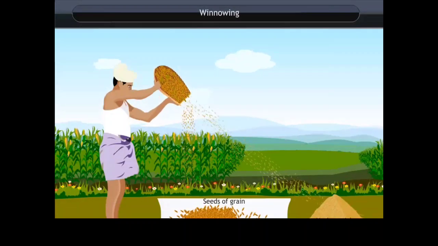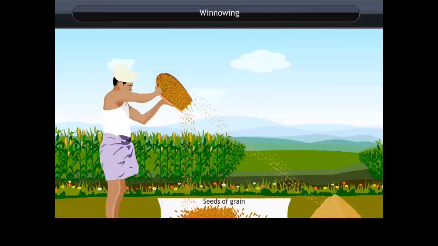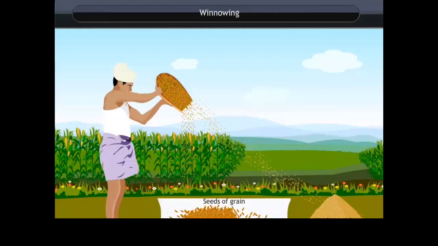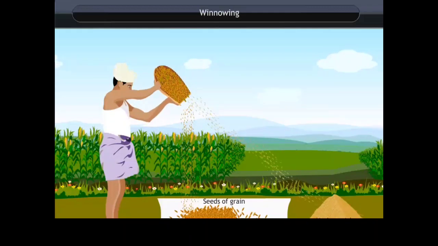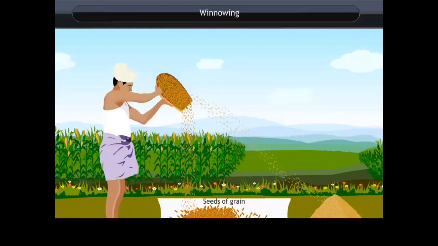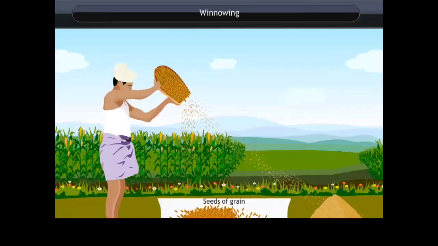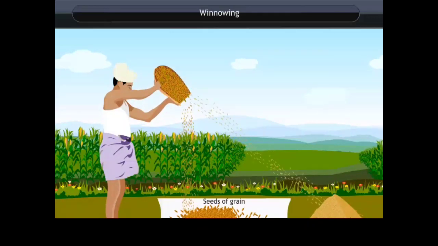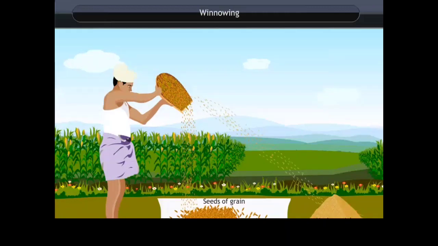Winnowing. This method is used to separate heavier and lighter components of a mixture by wind or by blowing air. This method is commonly used by farmers to separate lighter husk particles from heavier seeds of grain. The husk particles are carried away by wind. The seeds of grain get separated and form a heap near the platform.